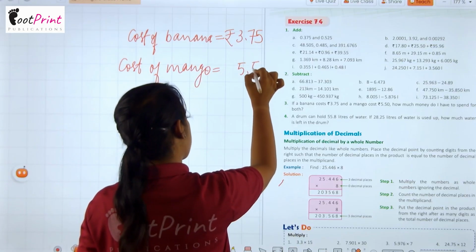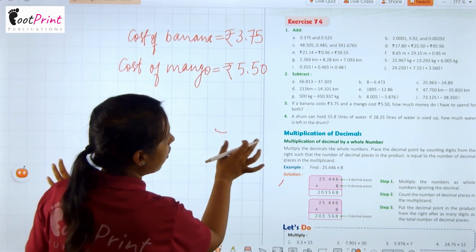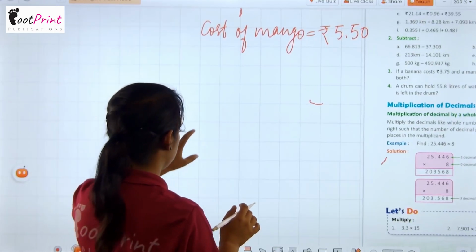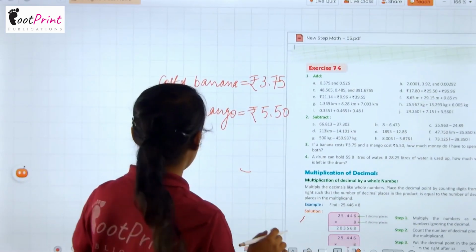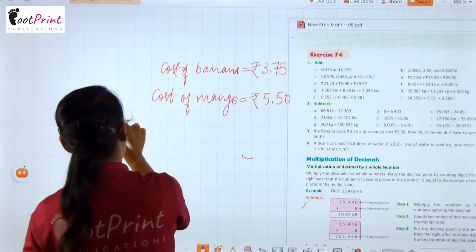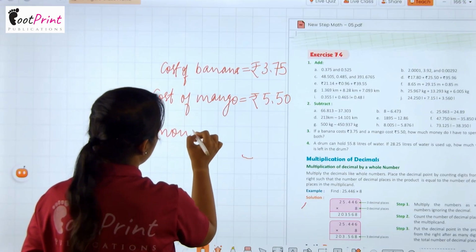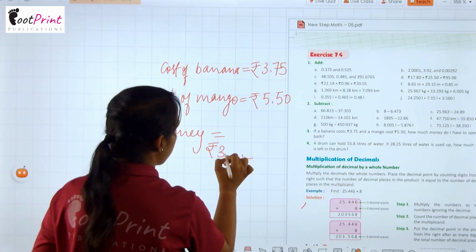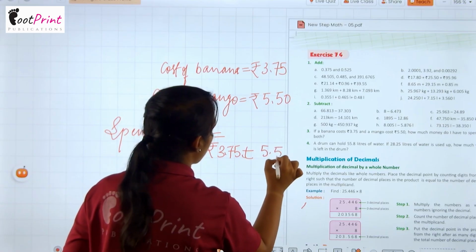5.50 rupees. Okay. Now we have to find out the money spent for both. Money spent on both banana and mango. So here we will write, spent money equals 3.75 rupees plus 5.50 rupees.